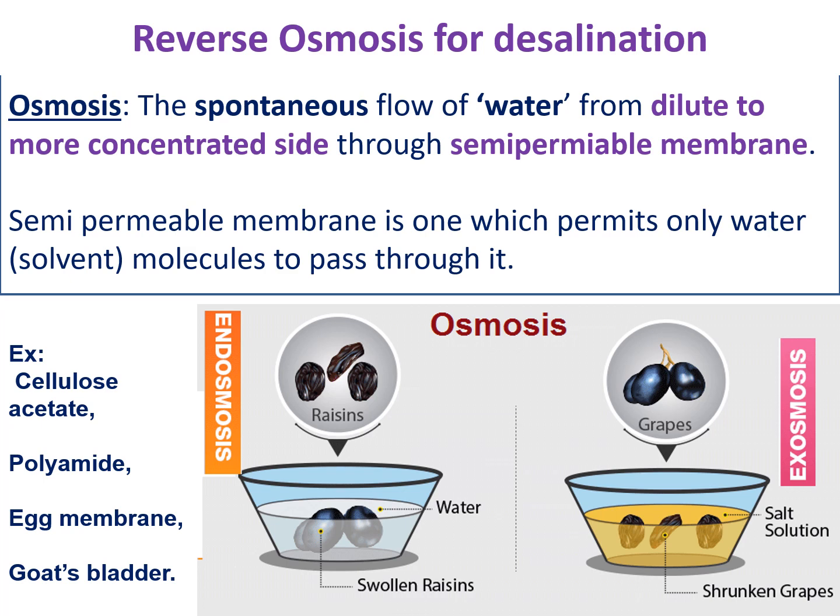Semi-permeable membranes only allow the passage of solvent molecules through them. Examples of semi-permeable membranes are cellulose acetate, polyamide, egg membrane, and goat's bladder. Of course, our skin also acts as a semi-permeable membrane. It only allows solvent molecules in the form of sweat to go from the body to outside, as you can observe every day, right? So these are semi-permeable membranes.